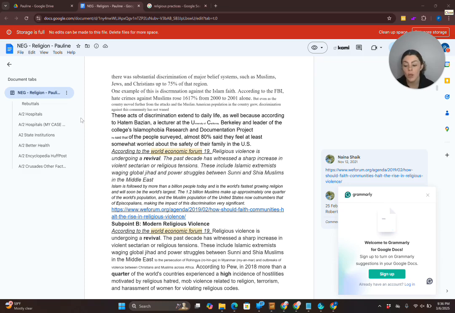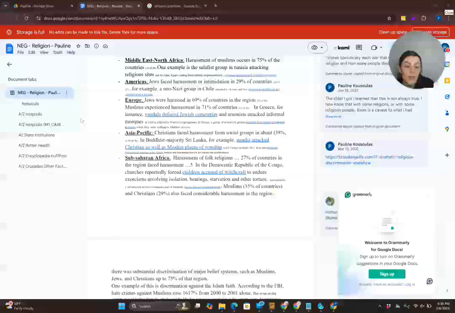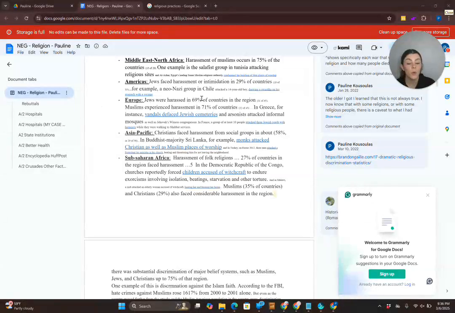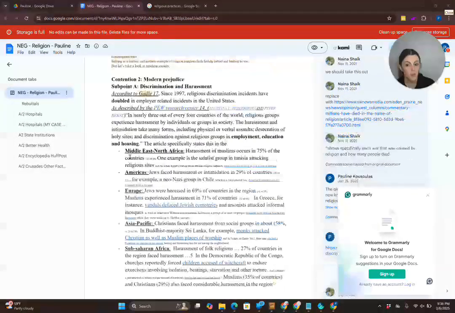According to the World Economic Forum 19, religious violence is undergoing a revival. The past decade has witnessed a sharp increase in violent sectarian and religious tensions. These include Islamic extremist warfare, global jihad, and power struggles between Sunni and Shia Muslims in the Middle East. And then that is the end of that. So I will pause the time. What are questions that you guys think would be good for poking holes in this subpoint?